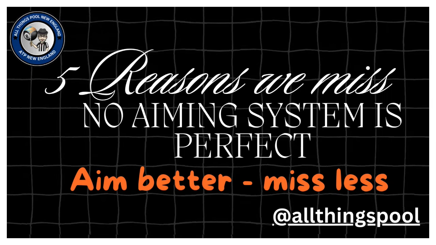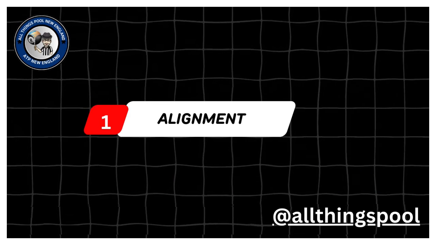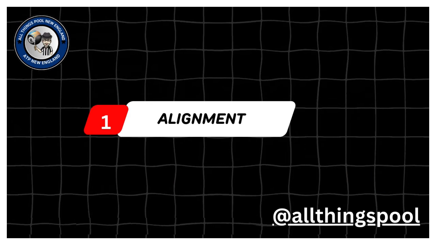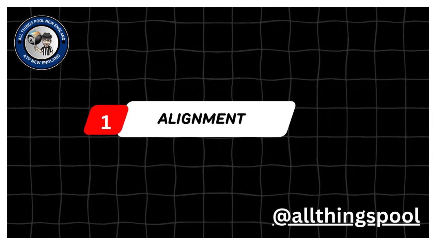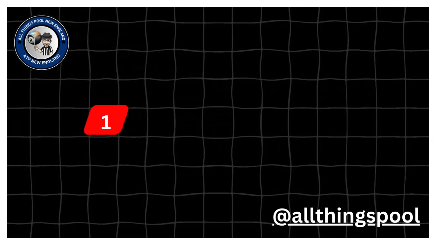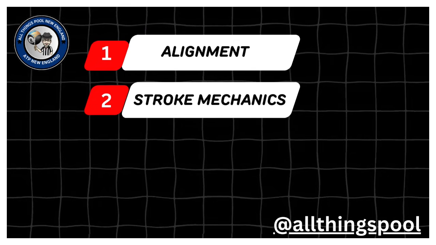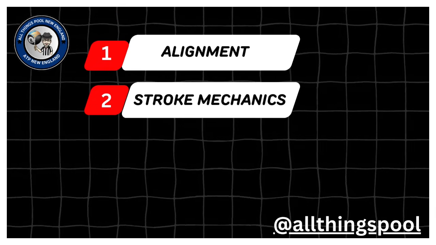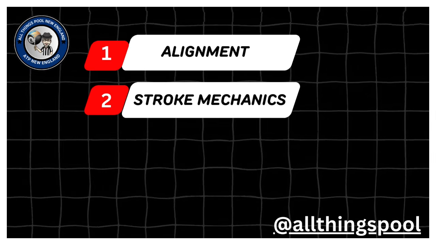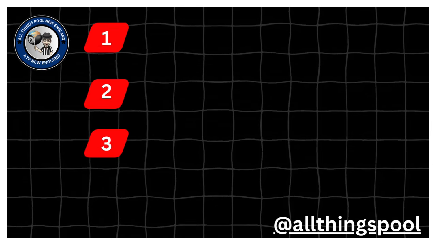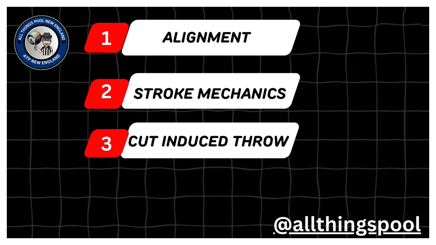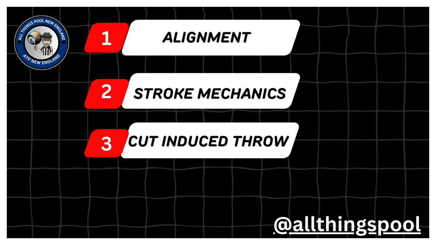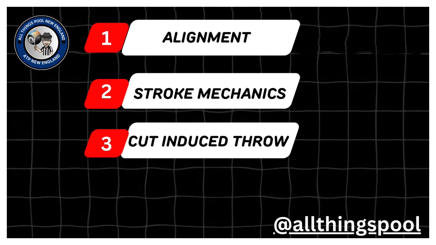First is alignment. The pool stick needs to be pointing where we're looking. It needs to follow our eyes along the shot line. Second, stroke mechanics. Even if we have the perfect alignment, the perfect aiming system, we need to execute our stroke properly. Third, cut induced throw. Every time we have a cut shot, friction will cause the object ball to be thrown off its intended path.